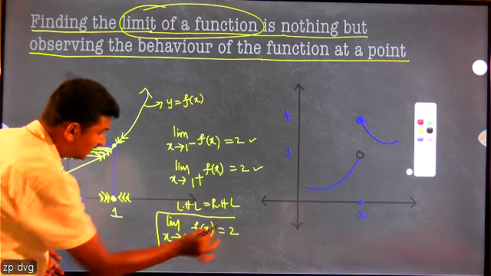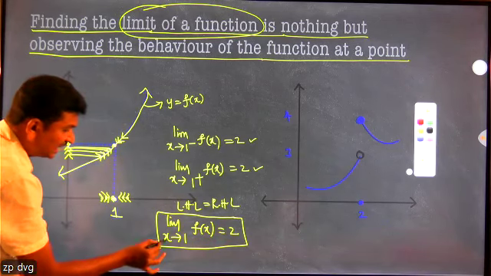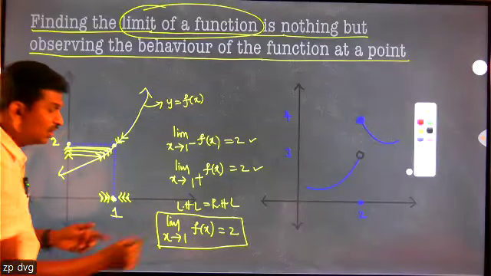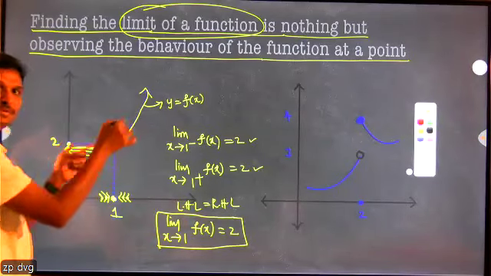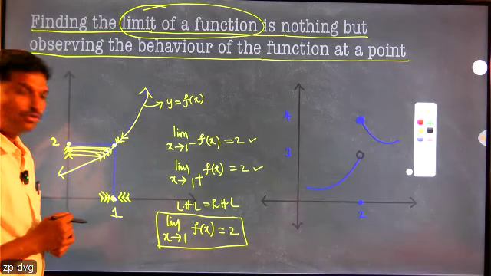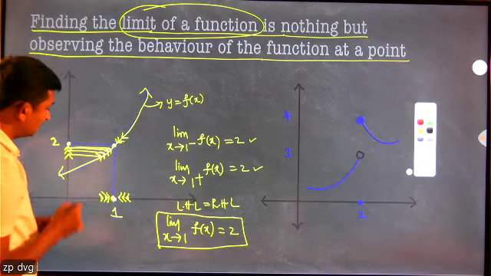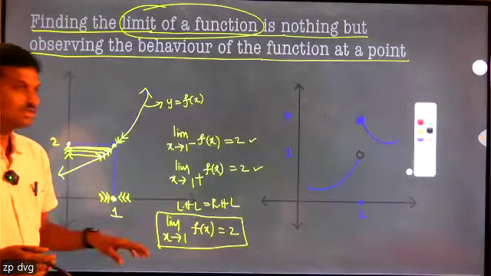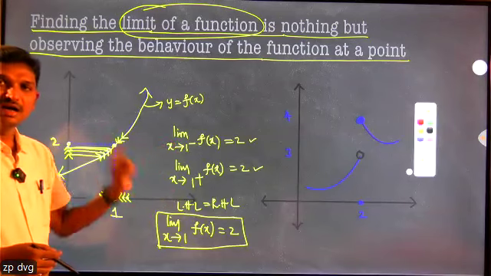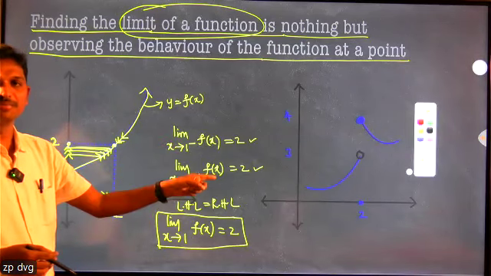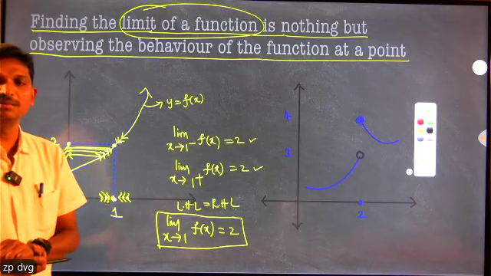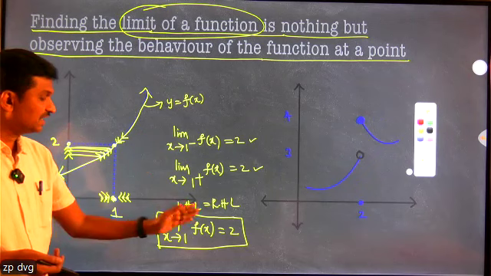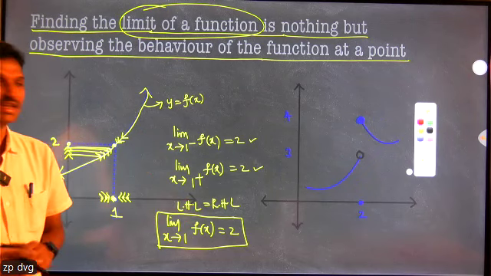You observe what this means. This means that when x approaches 1 from left and right, the function approaches 2, right? So by seeing the graph, limit x tends to 1, f of x is, directly we will say, 2. The limit exists only when the left hand limit exists, the right hand limit exists, and they must be the same. When the left hand limit is equal to the right hand limit, then only we say that the limit of the function exists, right?